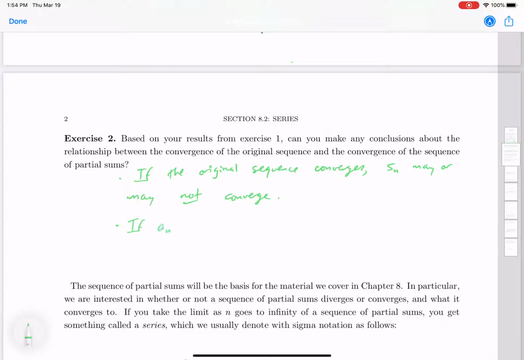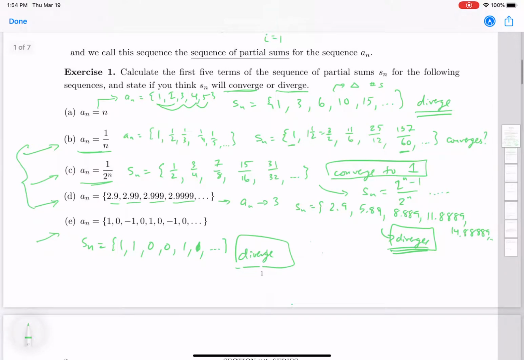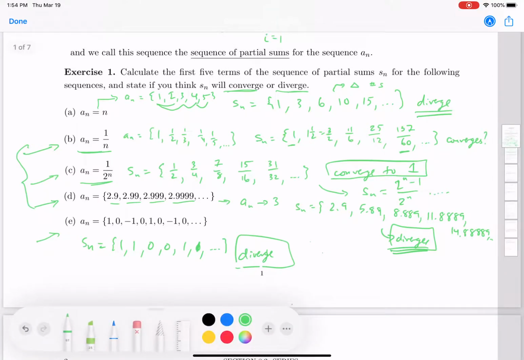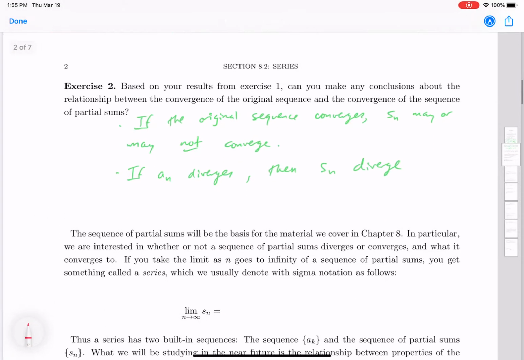If your original sequence a sub n diverges, then your sequence of partial sums will also certainly diverge. At least that's what we've seen so far. Our letters E and A, those were both divergent sequences, and both of those series also diverged.